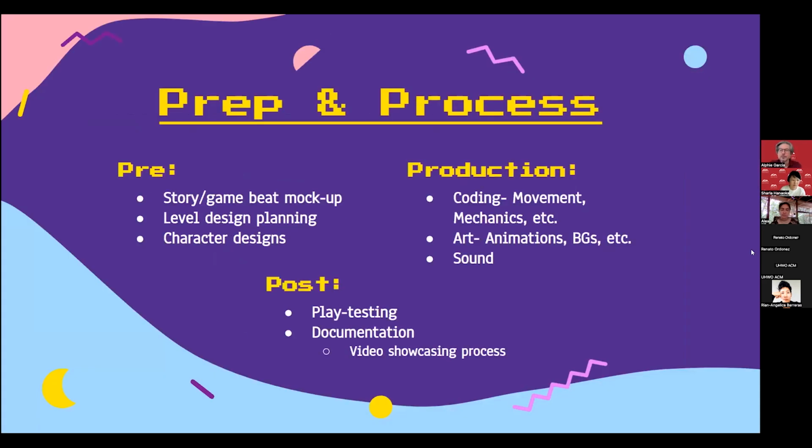So the prep and process for this project during the pre-production phase would be a lot of planning. So the story, game beat mockups, level design planning, character designs, all that good stuff. And then once I get into production, I'll be looking at the code, the art, the sound, making sure that the game actually functions. And then for the post-production phase, that will be where I'm playtesting everything that I've already done and possibly going back to the production phase if something's not working quite right, as well as compiling all of my documentation that I did throughout the semester and putting it into a video format, so it's easy to consume.